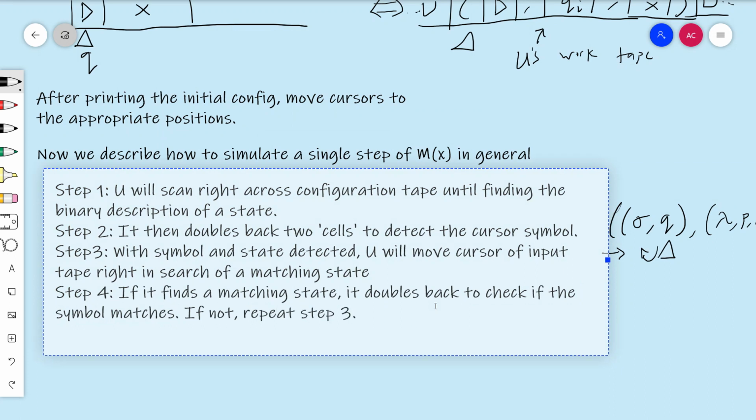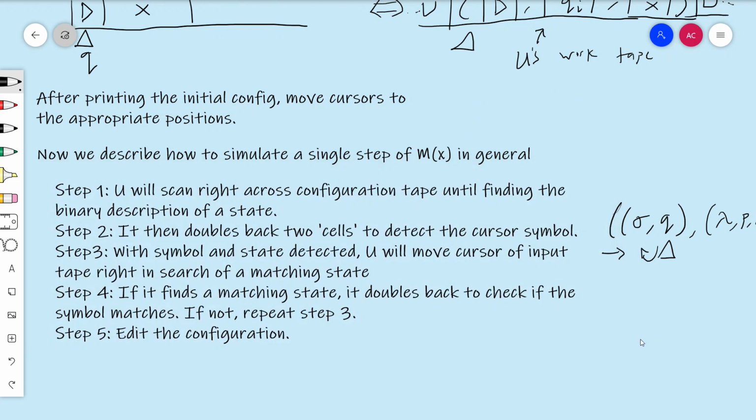If it does, go back to step 5. So now we get to the big one. Now we need to edit. So now we know what state and symbol we were looking at. We found the matching instruction. Step 5 is edit the configuration. And so that's the big part of what we need to talk about. How do we edit the configuration?